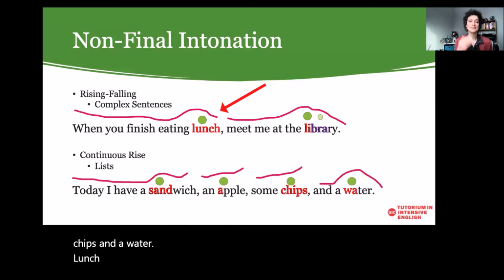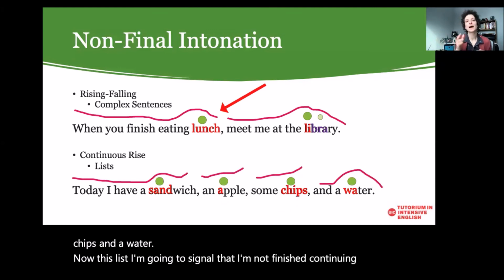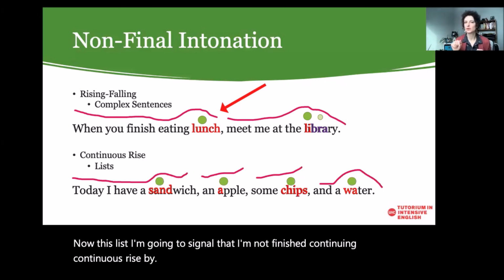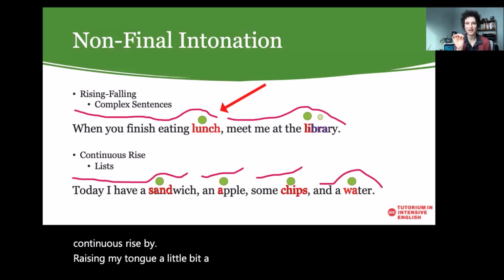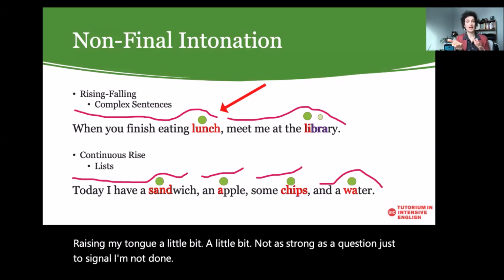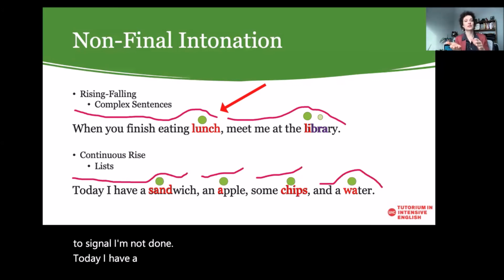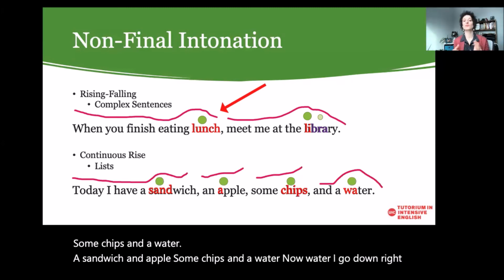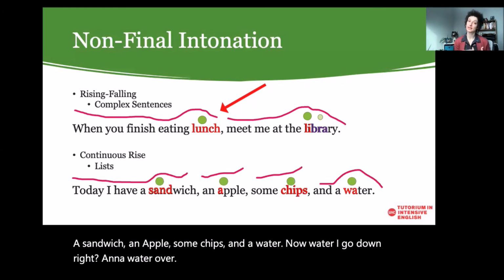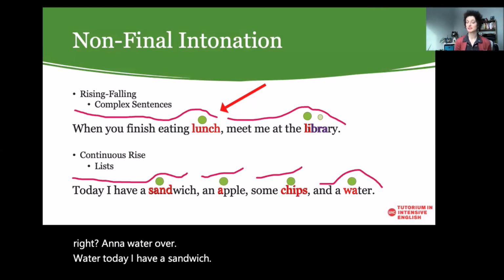Now, with this list, I'm going to signal that I'm not finished. I'm continuing, continuous rise, by raising my tone a little bit, not as strong as a question, just to signal I'm not done. Today I have a sandwich, an apple, some chips, and a water. Now water, I go down, right? And a water, I go over water. Okay, so that's our continuous rise.